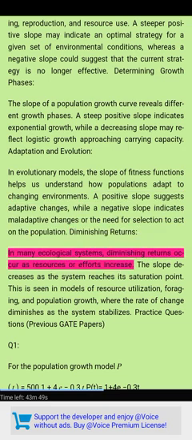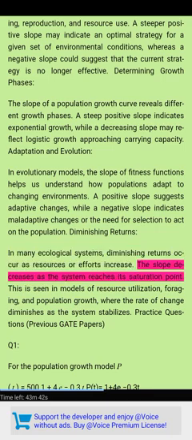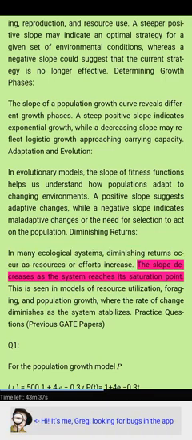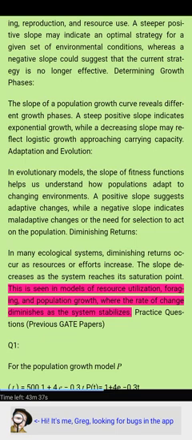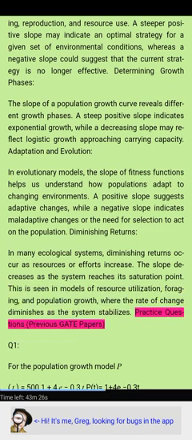In many ecological systems, diminishing returns occur as resources or efforts increase. The slope decreases as the system reaches its saturation point. This is seen in models of resource utilization, foraging, and population growth, where the rate of change diminishes as the system stabilizes. Practice questions. Previous GATE papers.